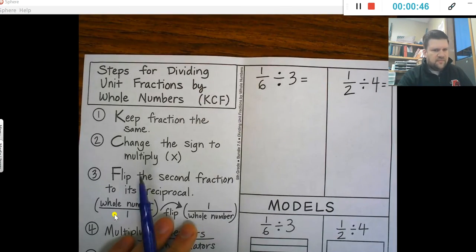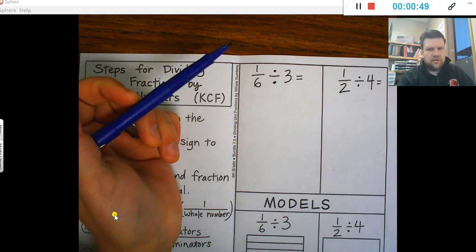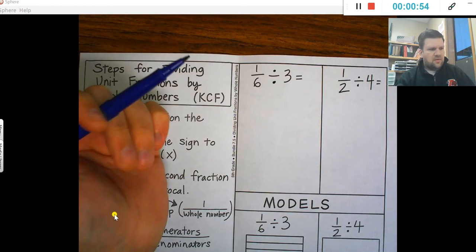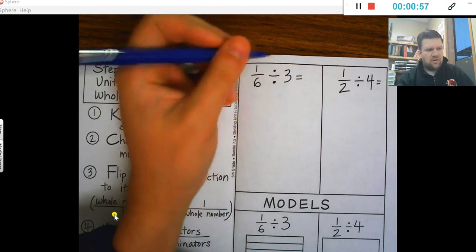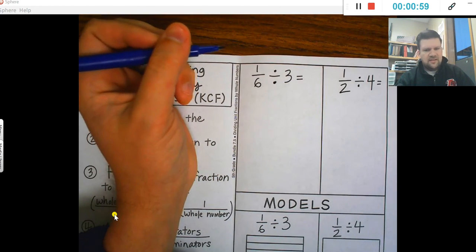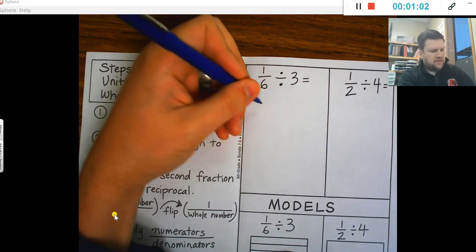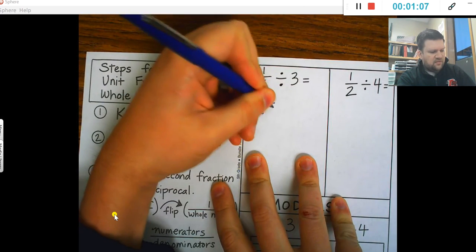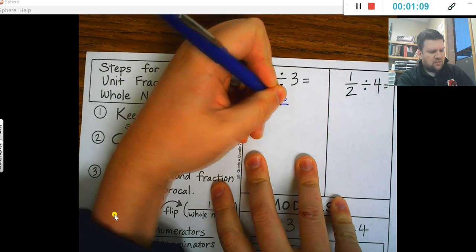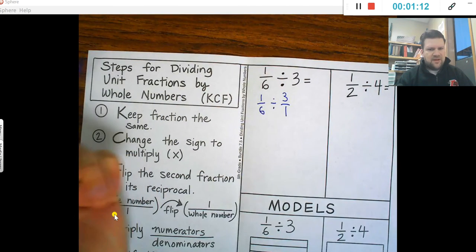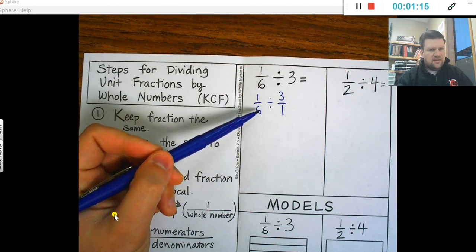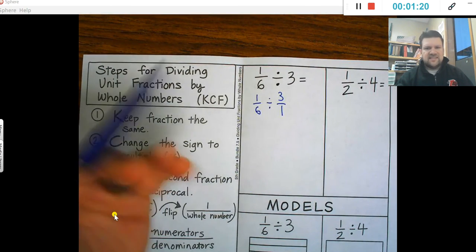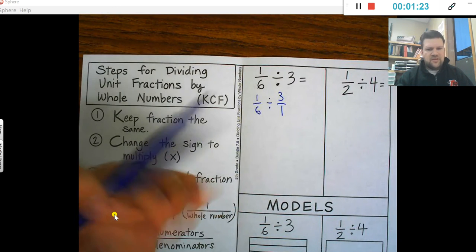Let's look at an example here. First thing we're going to remember, just like when we've multiplied fractions and whole numbers together, we start by putting the whole number with a 1 underneath it. That turns it into a fraction. So, I'll write this as 1 over 6 divided by 3 over 1. And what's really happening here is we're taking 1/6 and dividing it into 3 pieces, and we want to know what size that one piece of those actually ends up being.